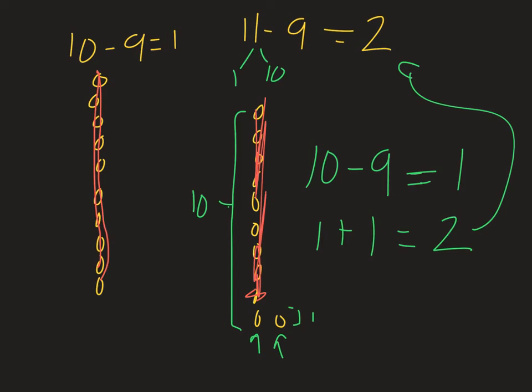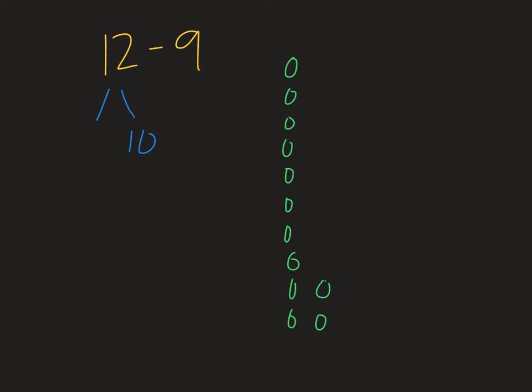Let's do another one. Let's look at 12 minus 9. Sorry, my mistake. I'm going to draw the dots in a different color from the numbers this time, just for clarity's sake. 1, 2, 3, 4, 5, 6, 7, 8, 9, 10, 11, 12. Okay, let's number bond 12 really quickly. When we pull out 10 from 12, we're left with 2.